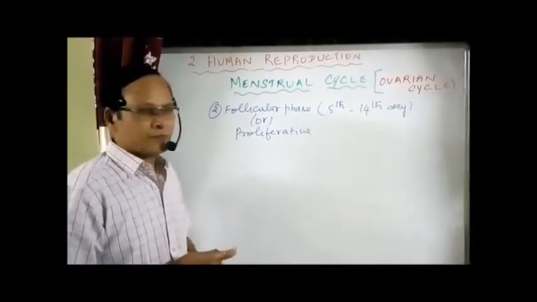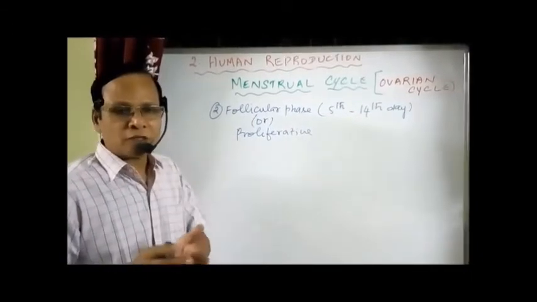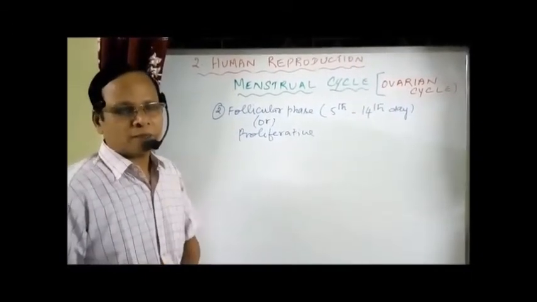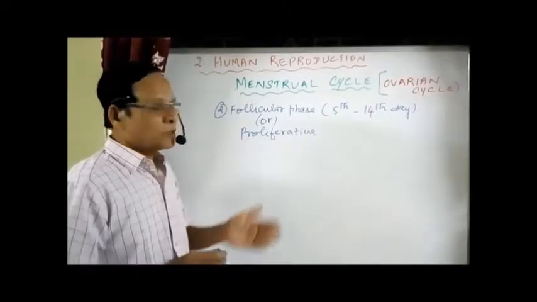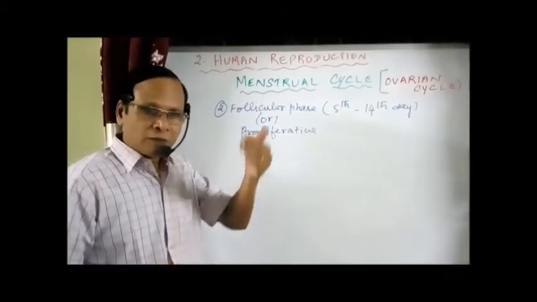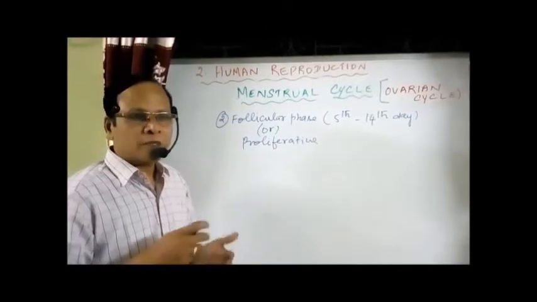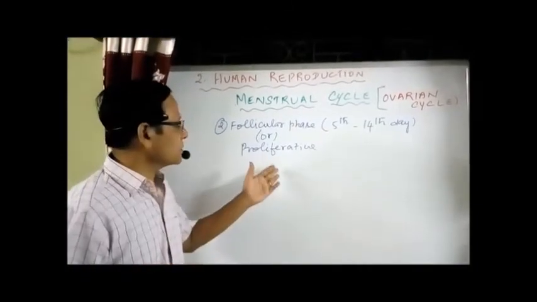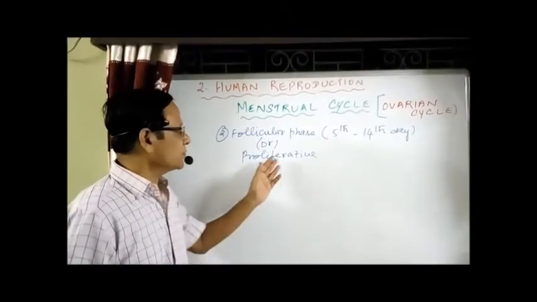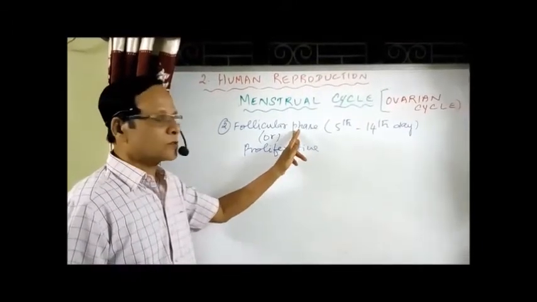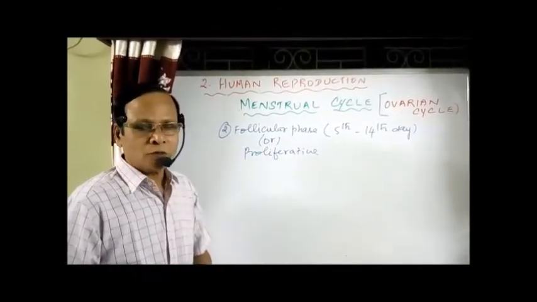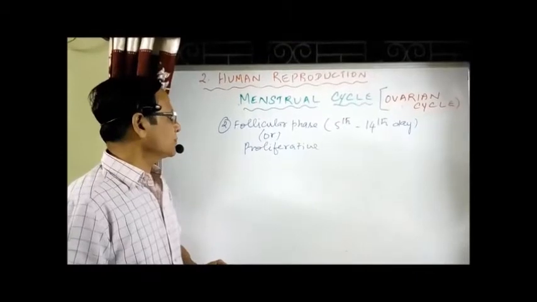At the same time, changes occur in the uterine endometrium, the inner layer, where the endometrium was lost in the previous cycle. It is being regenerated by the proliferation of the cells of the endometrium, hence called the proliferative phase. This is with reference to the ovary, and this is with reference to the uterine endometrium.